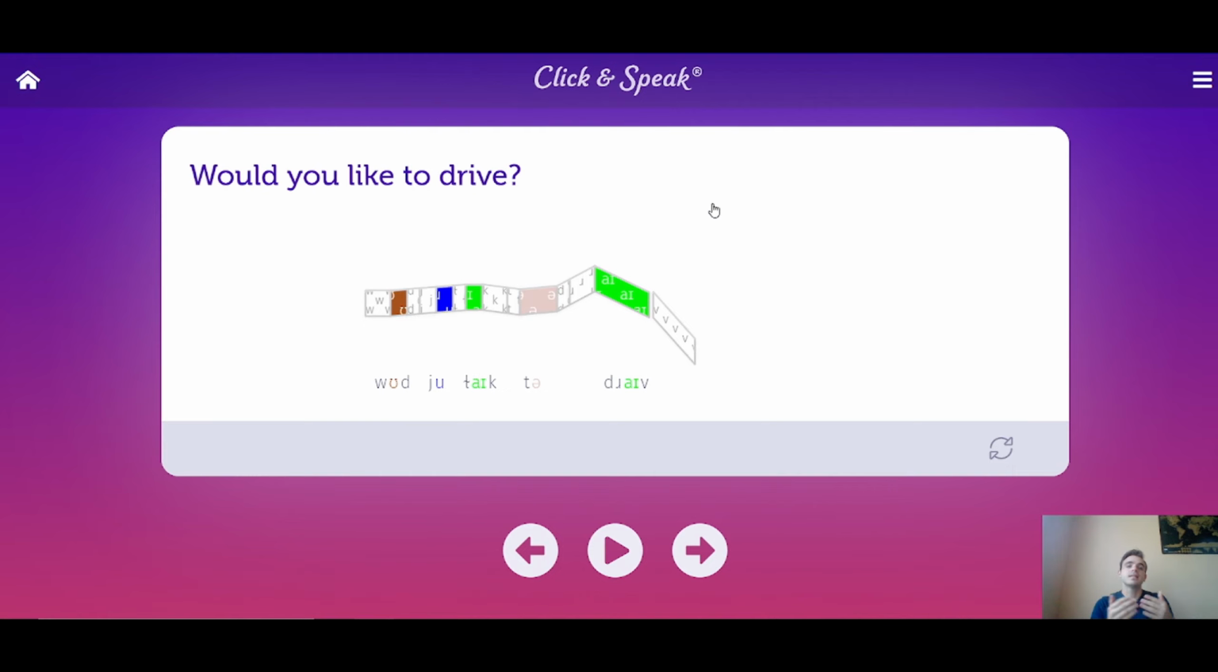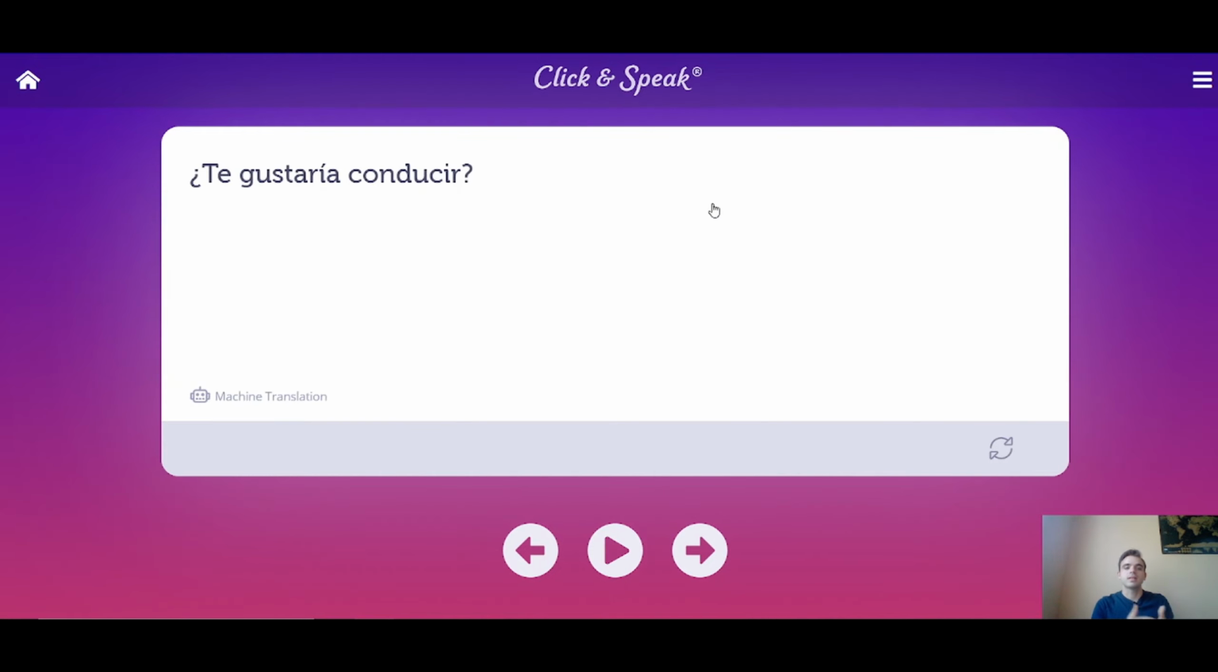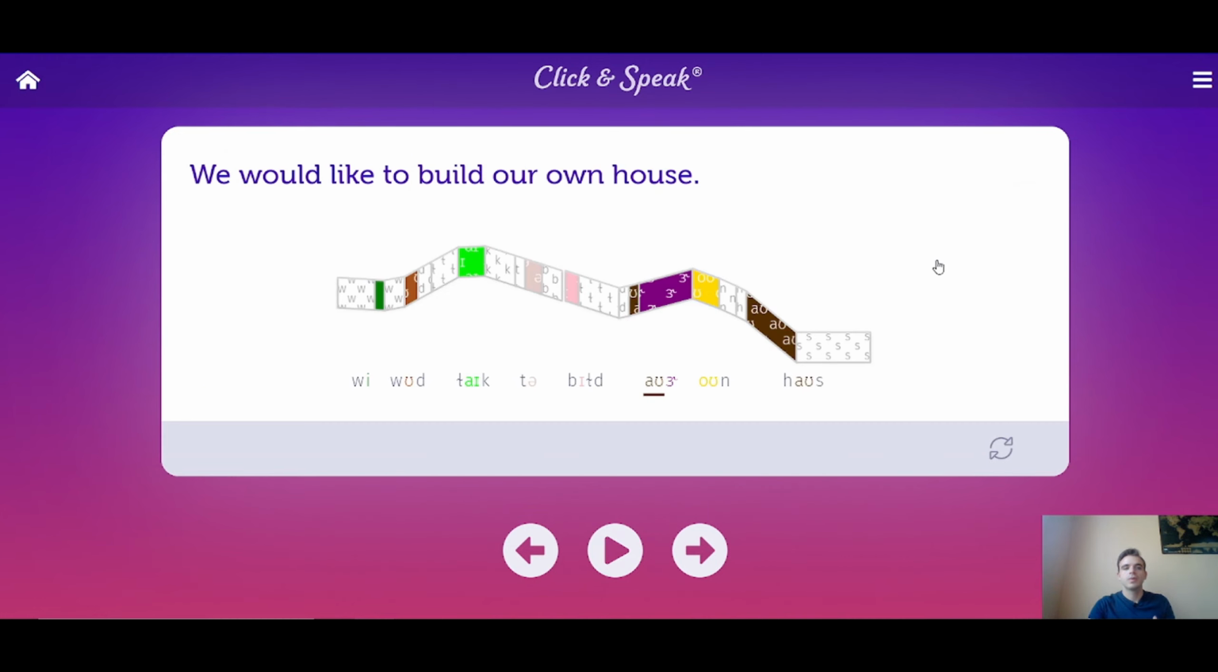And I can see the translation of the sentence by flipping the card. We would like to build our own house. Okay? We would like to build our own house.